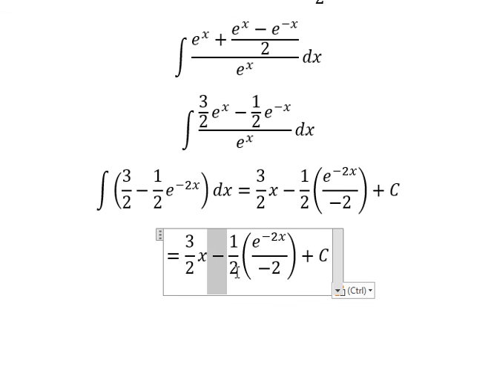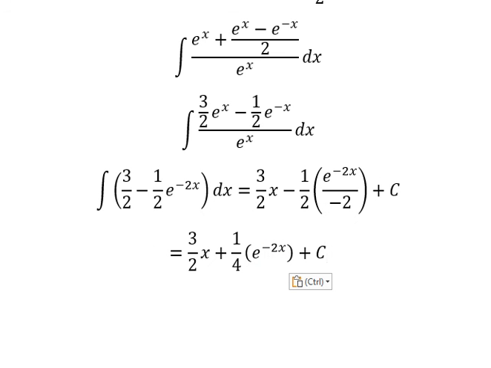So negative number 2, negative number 2, we have positive 1 over 4. And this is the final answer.